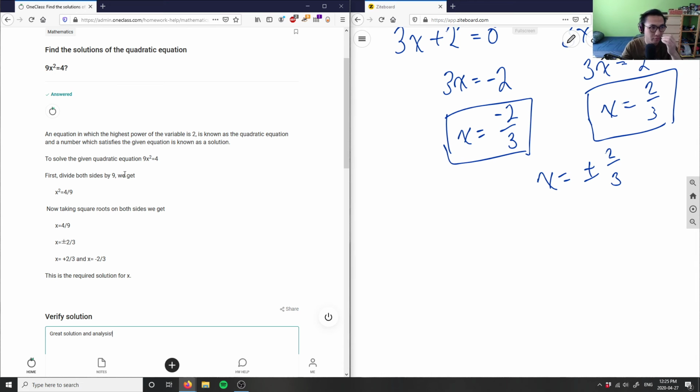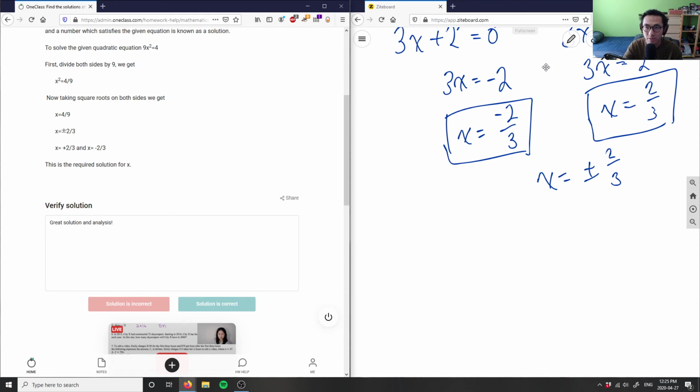So both ways work as well when solving quadratic equations, right? We can solve by factoring, solve by algebra, solve by inspection, quadratic formula. All of these are basically tools for us to solve a quadratic equation here. So the solution here is correct.